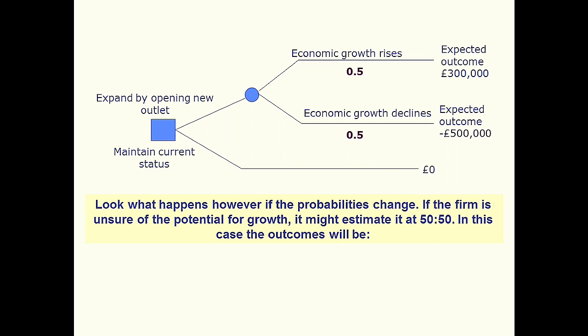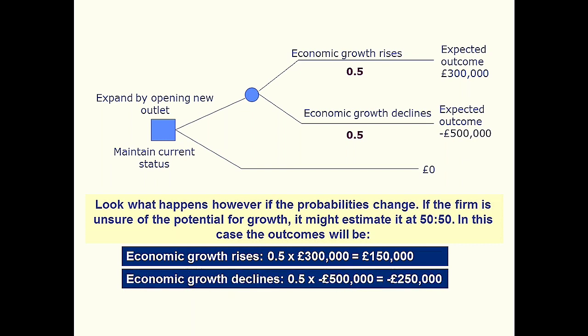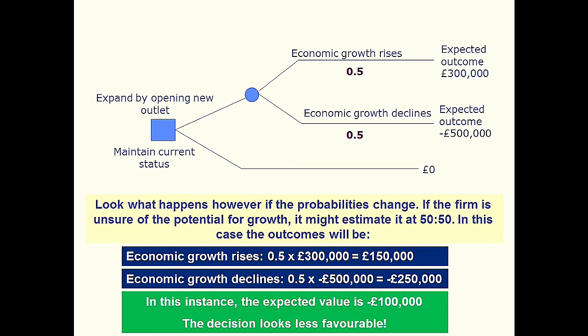Now in this case, as a result of economic growth rising, the expected outcome will become 0.5 multiplied by 300,000, that will be 150,000, and in case of economy declining, it will become negative 250,000. Why? Because this was a loss of 500,000. As a result, we can see that now the expected value for this new outlet opening will become negative 100,000 as compared to our positive 60,000 in the last case.